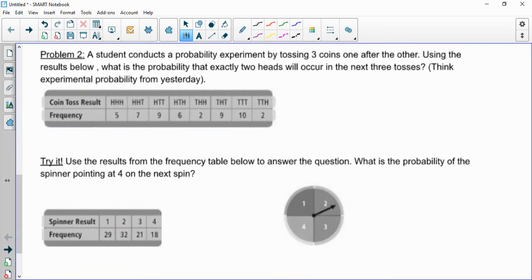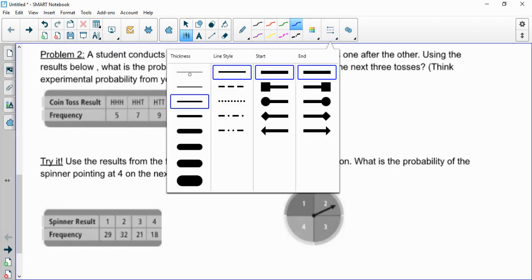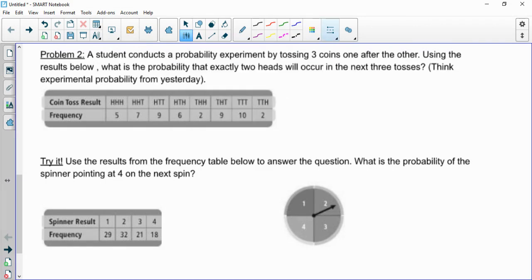Here's another one. We're going to do number 2 and then this try it, and then that will be it. It says a student conducts a probability experiment. Again, this happens when you do experiments. They toss 3 coins, one right after another, using the results below. What is the probability that exactly 2 heads will occur in the next 3 tosses? So we need to think about experimental probability. We want to find all the categories that have exactly 2 heads.